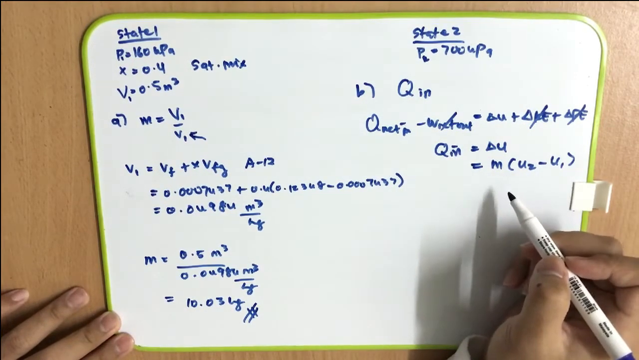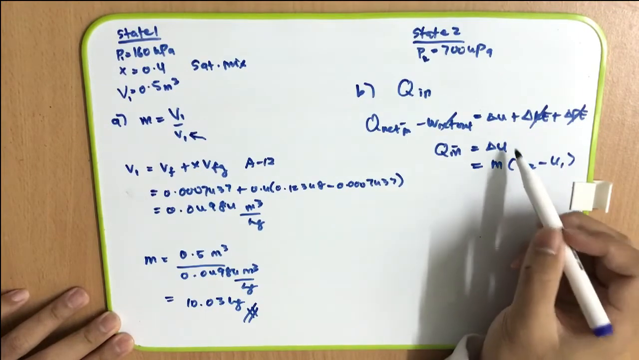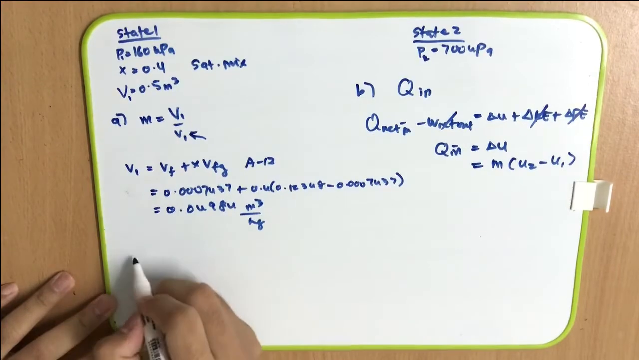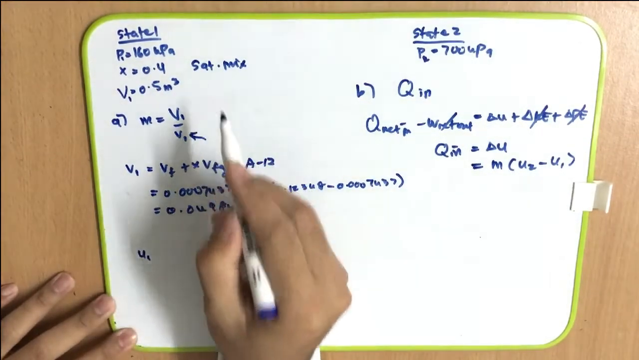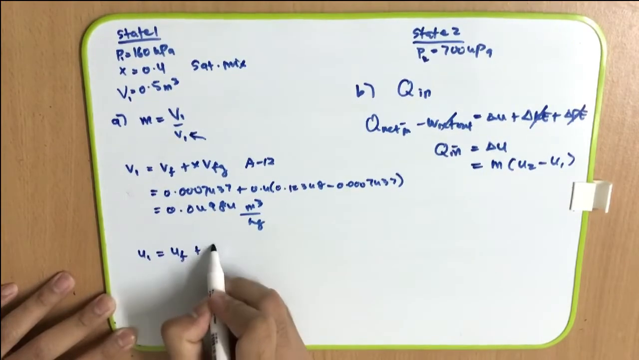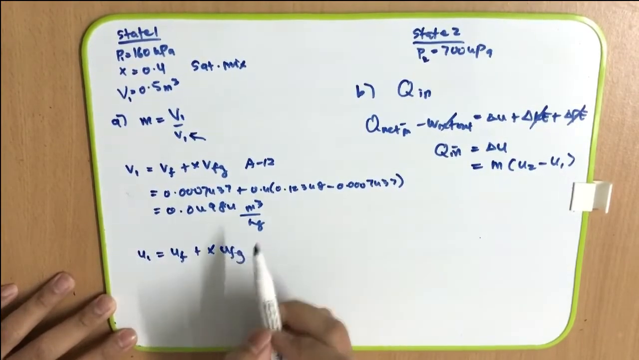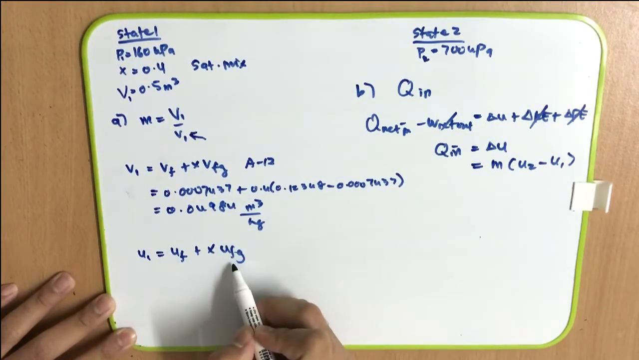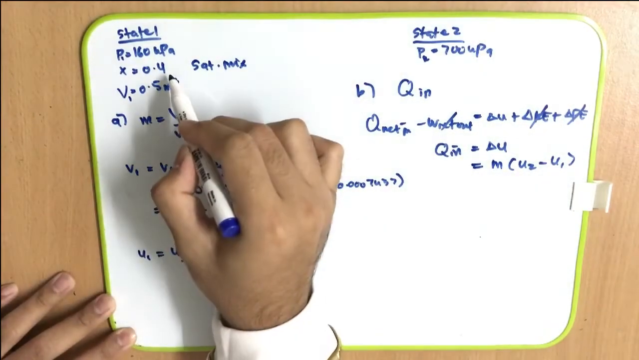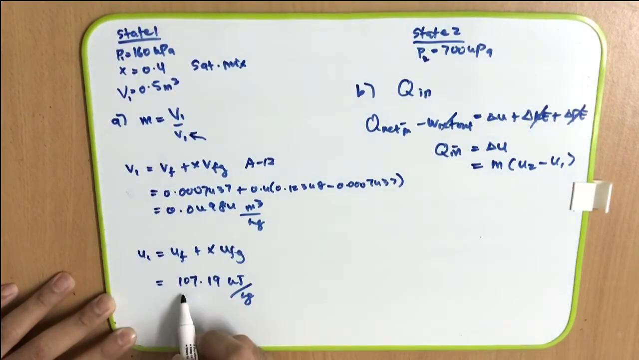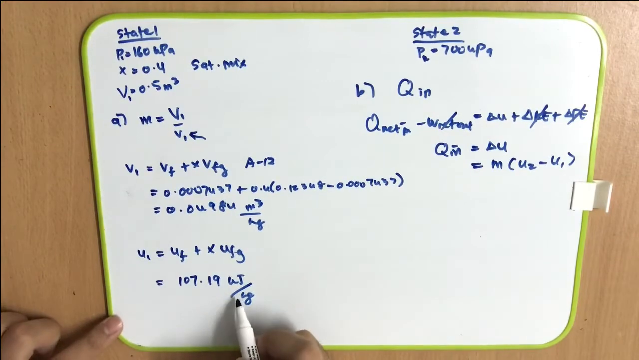So that means we need to find the u at state 2 and u at state 1. First, we find u at state 1. Because it is a saturated mixture, we can use u1 is equal to uf plus x ufg. From table A12, we will get the uf and also ufg. x is given, which is 0.4. Then after we substitute, we will get the answer 107.19 kJ per kg.